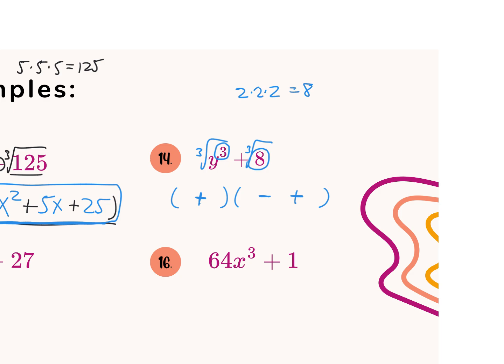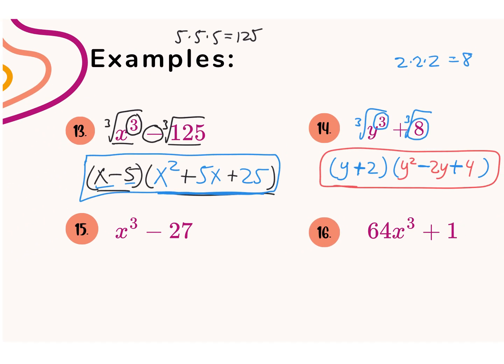In your binomial, it's the cube root of the first plus the cube root of the second, so y plus 2. And then in your trinomial, it's the square of the first, square of the last, and the product of the two in the middle. So y squared minus 2y plus 4. And then that's all you have to do to that. All right. Let's try the same thing with number 15. It's a pattern. The more you do it, the easier it is to recognize.